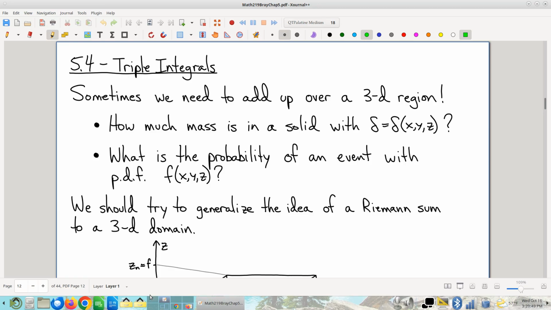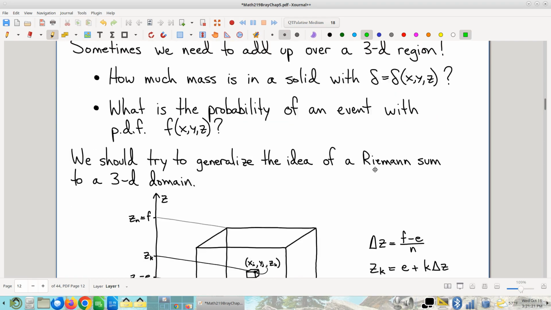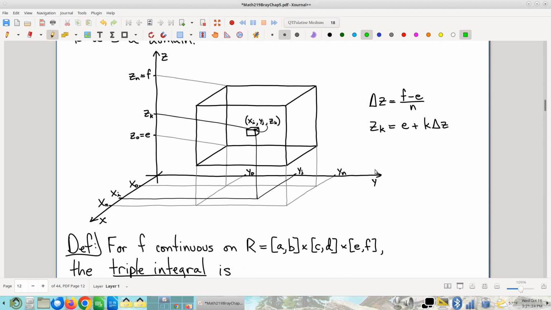Triple integrals. This is going to be a lot like double integrals. It's just that instead of taking a two-dimensional region and slicing that up into little pieces on which to answer questions, we're going to be slicing up a three-dimensional region. So, for example, if you want to know how much mass there is in some sort of a three-dimensional region, instead of how much mass is distributed over a two-dimensional region, that's the kind of question we're going to be interested in. So, for example, here's a solid three-dimensional region, a box.